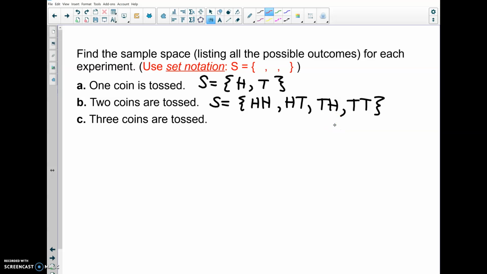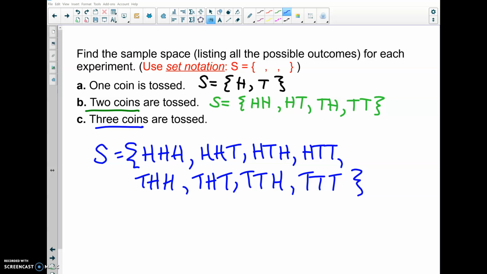So go ahead a minute and try to write down all of the possible outcomes for your sample space when 3 coins are tossed. Alright, your sample space for when 3 coins are tossed are these 8 possibilities here.